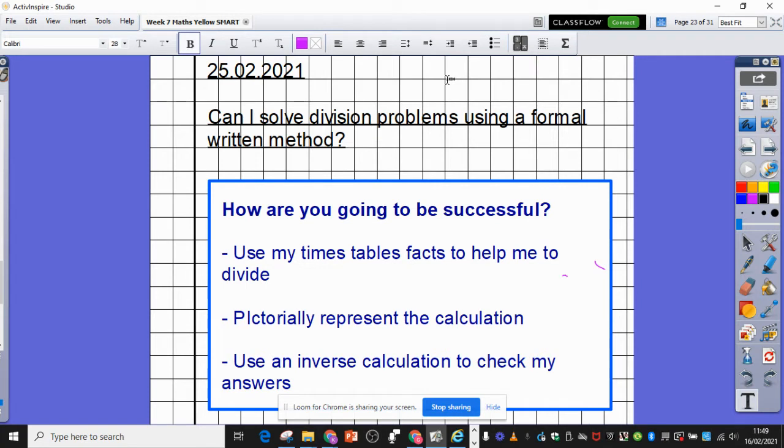Okay, so I'll assume now that you have all done your grid, your arithmetic warm-up, and that you have marked your answers. So now we are going to continue from what we've been doing in the last few days, where we are going to solve division problems using a formal written method. So you know by now that to be successful, you're going to have to use your timetable facts to help you divide. I'm going to require you to represent the calculation pictorially through using a bar model, and I want you to use your inverse calculations to check that your answers are correct. So let's have a look at some of the questions that we're working with today.